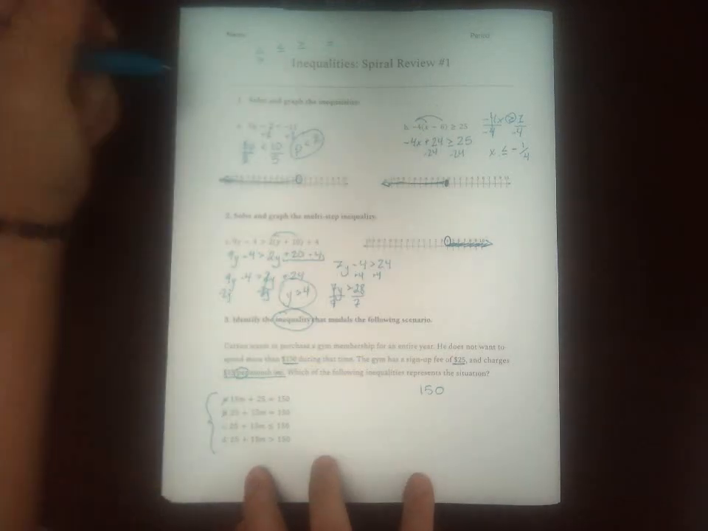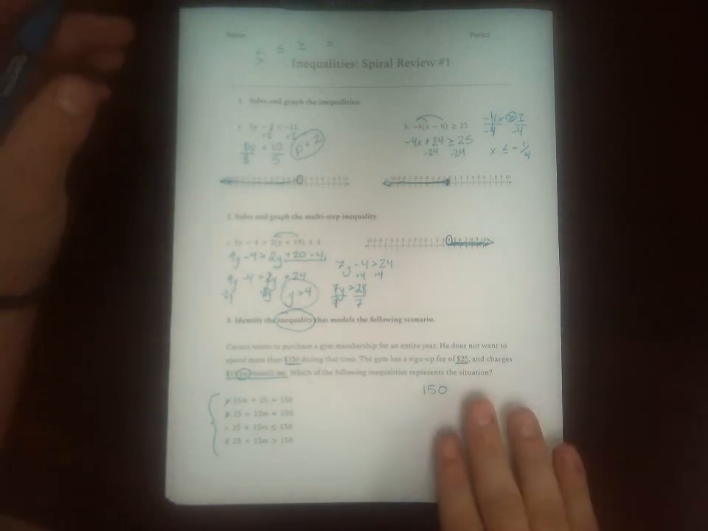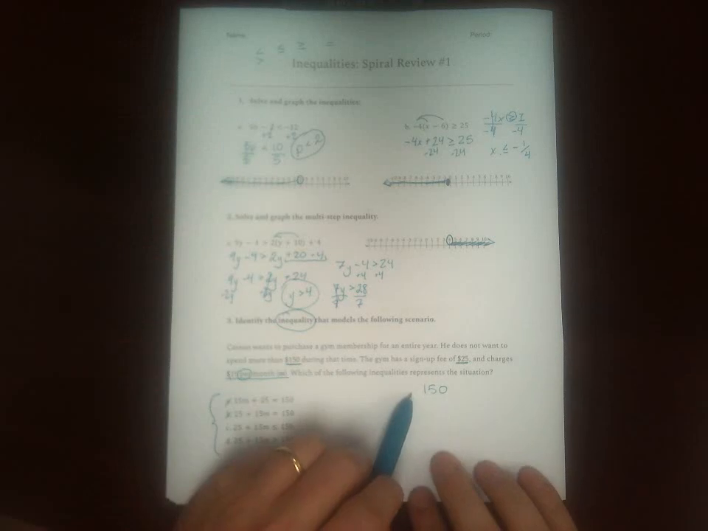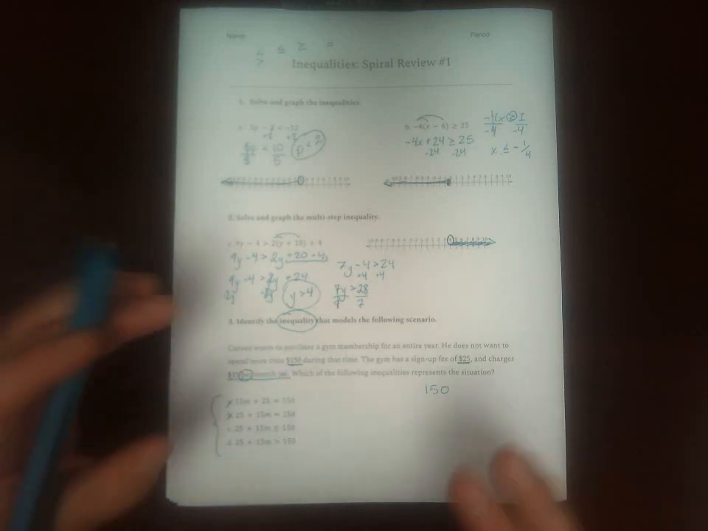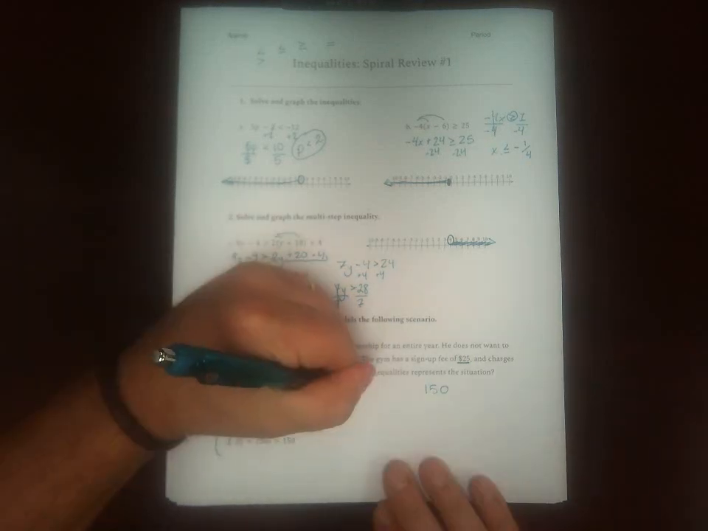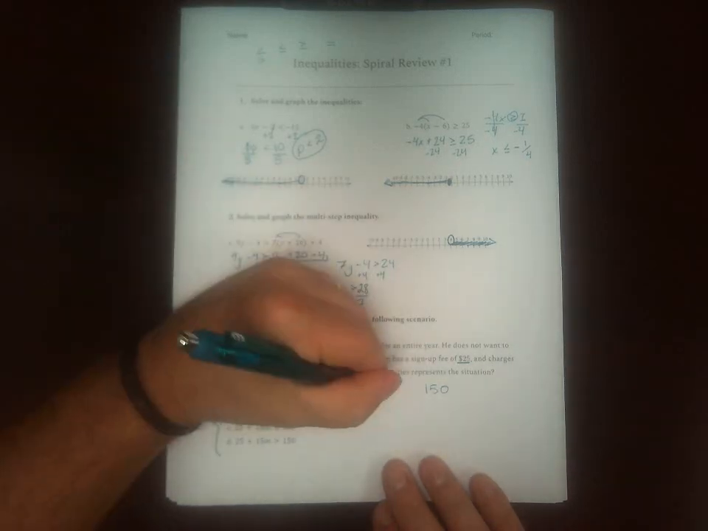Now I want you to think about the $150 that Carson doesn't want to spend more than that. So let's go ahead and keep $150 on this side. Let's say we're going to put a sign of inequality right here. We just don't know what yet. And let's make the left side all the costs that he's going to have. Well, what are the costs that he has? Well, he has the $25 one-time fee plus how much per month? Well, $15 per month.